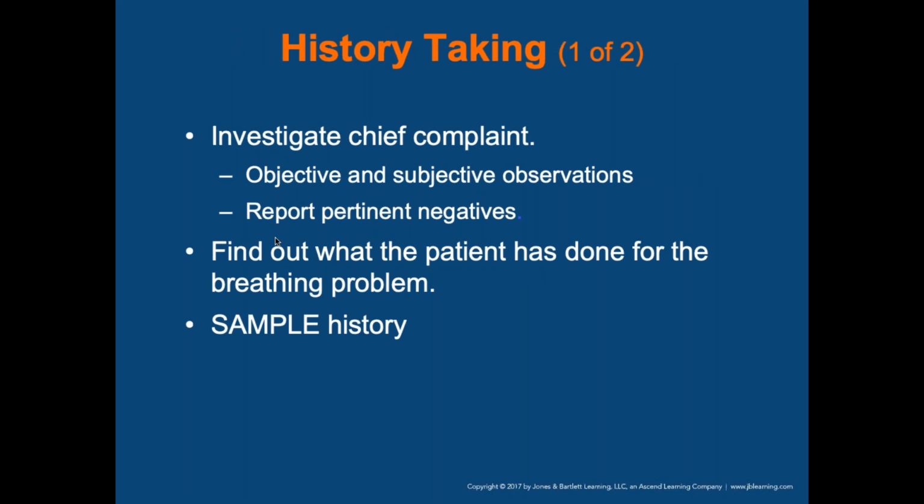We're going to do some history taking. So we're going to investigate the patient's chief complaint. Objective and subjective observations are important in building a general impression of what's going on with the patient. Do they have any chest pain, any shortness of breath, dizziness, nausea, vomiting? We're going to find out what the patient has done for breathing before the breathing problem.